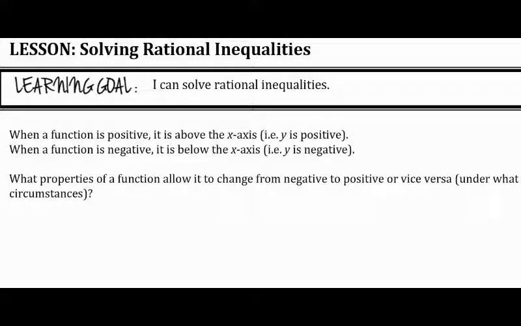So let me ask you this question. What properties of a function allow it to change from negative to positive or vice versa, positive to negative? In other words, under what circumstances? Or in other words, what's happening at the point where it changes from one to the other? The leading coefficient will tell us a little bit about whether it's positive here or negative here, but that's not what we're asking about. We're asking about at the point where it changes, what does that look like?